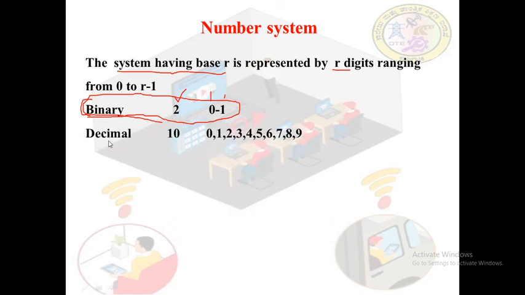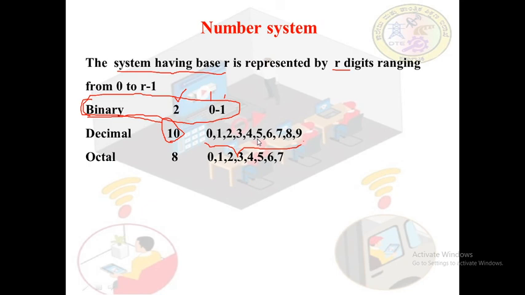Next we have the decimal number system. It has a base of 10. Here the R value is 10, and therefore it can have R digits, that is 10 digits, ranging from 0 to R minus 1, that is 0 to 10 minus 1, that is 9. 0 to 9, 10 digits, that is the decimal number system.